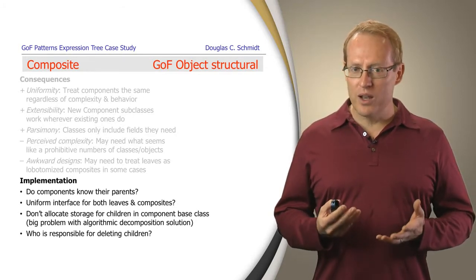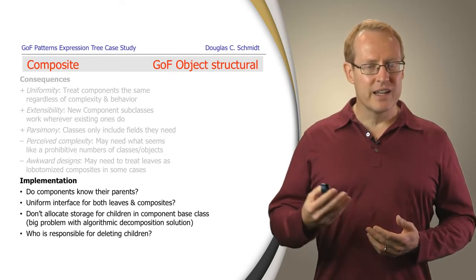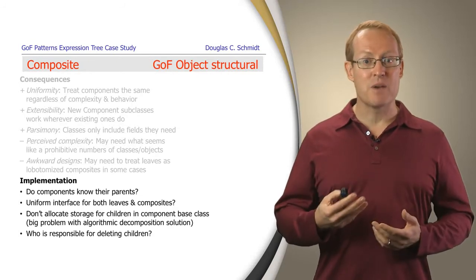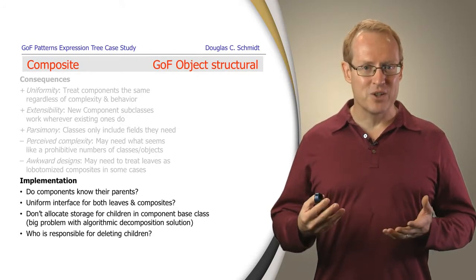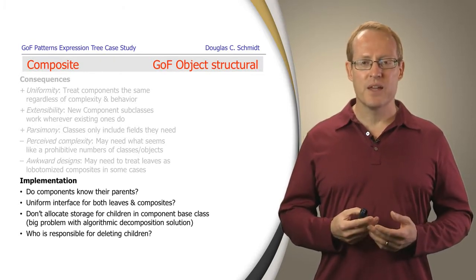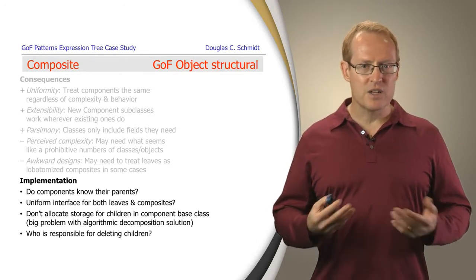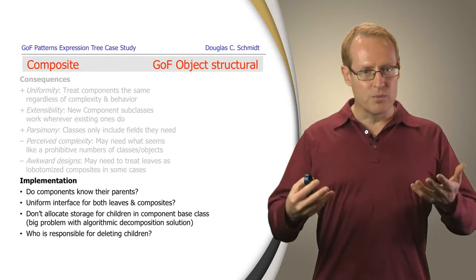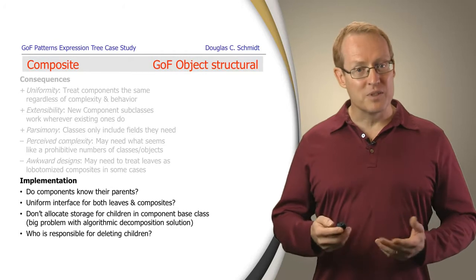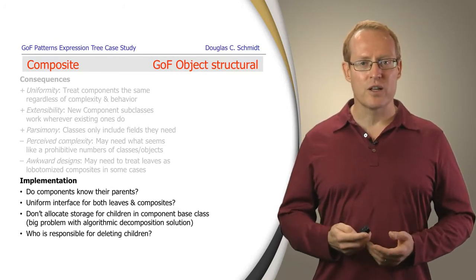We want to make sure we don't allocate storage unnecessarily for the children in the component class. We don't want situations where component adds a lot of state, because all the subclasses are going to end up having to incur the cost of that state. This is one of the major problems we had with our algorithmic design. Another issue to consider is who is responsible for deleting the children. Do they delete themselves? Are they deleted when the enclosing subchild, the tree that encloses them, is deleted, and so on? There are different implementation considerations you need to think through, and the pattern will help give you guidance for different alternatives.